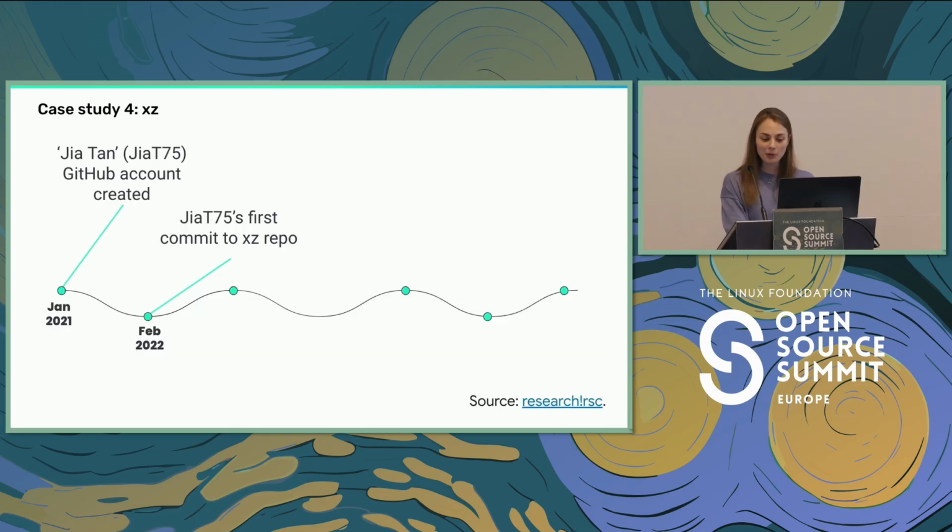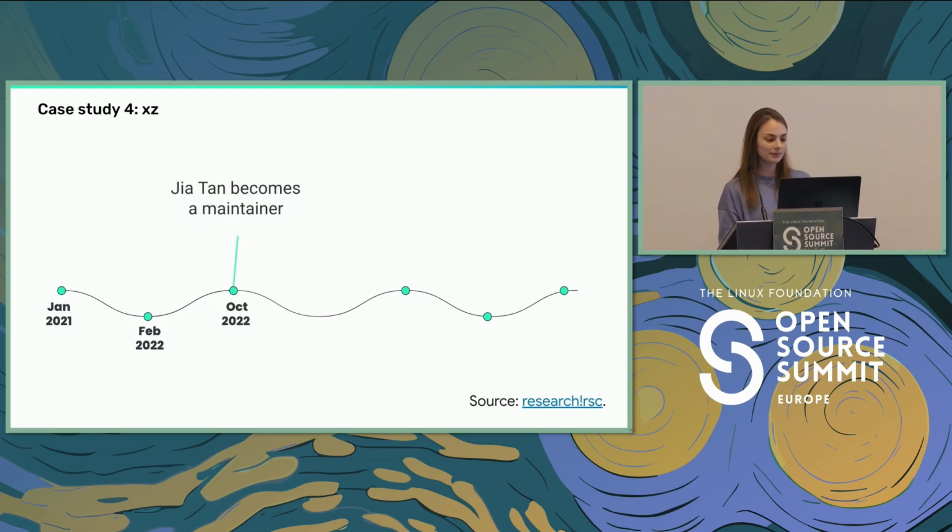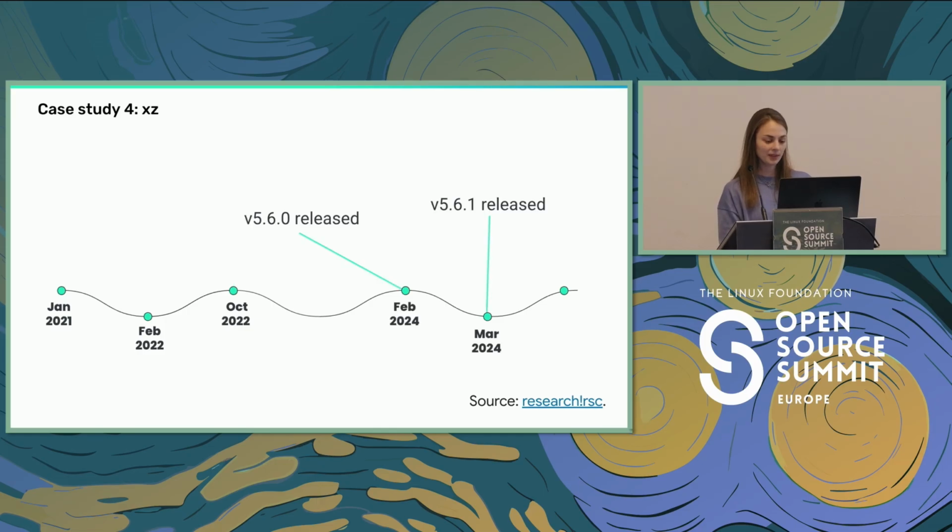This patient, deliberate multi-year infiltration started in the beginning of 2021, when a new contributor, using the name Jia Tan, appeared on the XZ project mailing list. For almost 2 years, the Jia Tan user built trust by making innocuous commits to the XZ repository, while at the same time using sock puppetry to pressure the existing maintainer into giving away more and more responsibility. All this hard work paid off when around October of 2022, Jia Tan was officially added to the project as a maintainer. It was only in February and March of 2024 that the malicious versions of XZ were actually published, though.